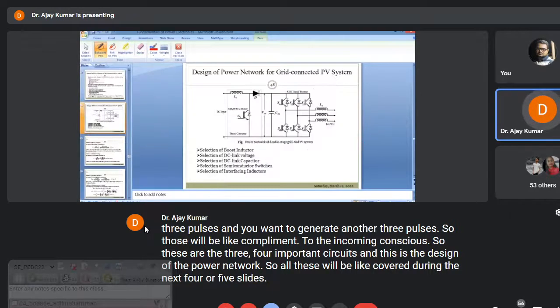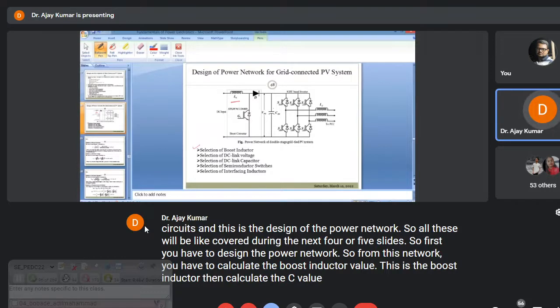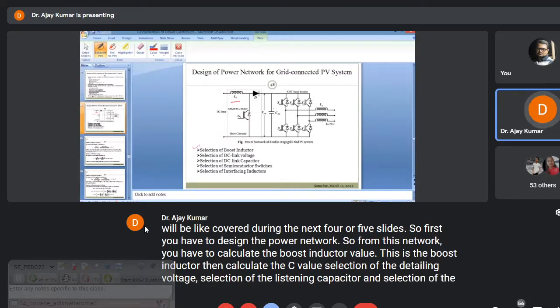So first you have to design the power network. From this network you have to calculate the boost inductor value. This is the boost inductor. Then calculate the C value, selection of the DC link voltage, selection of the DC link capacitor, and selection of the semiconductor switches and interfacing inductors.